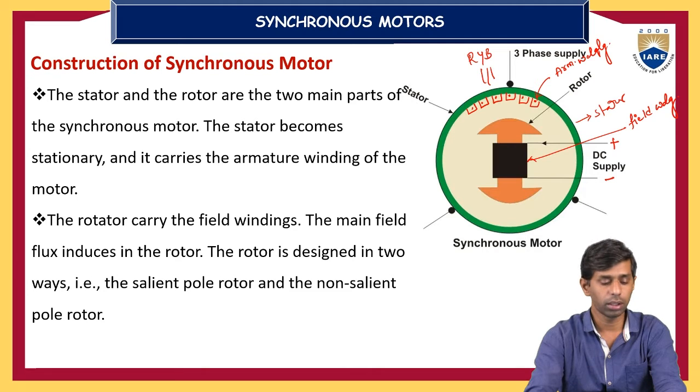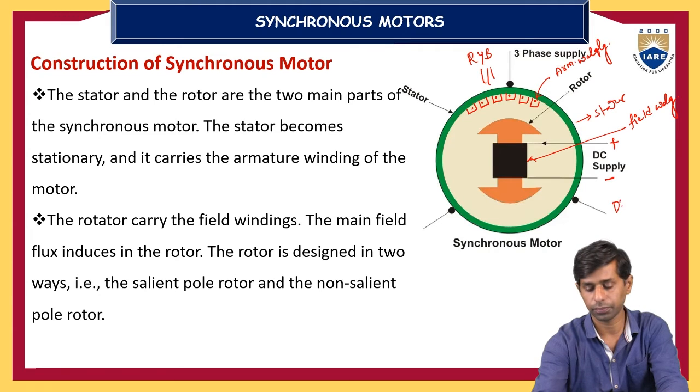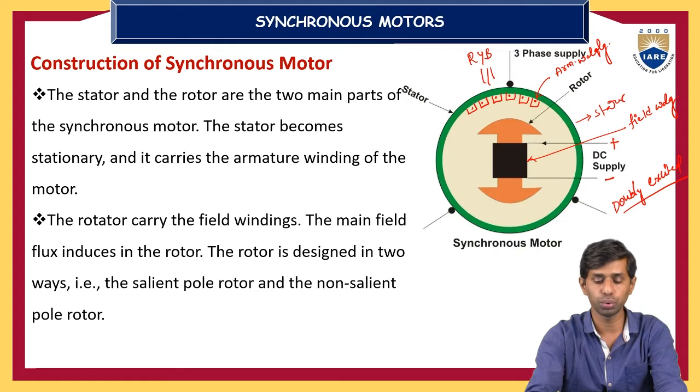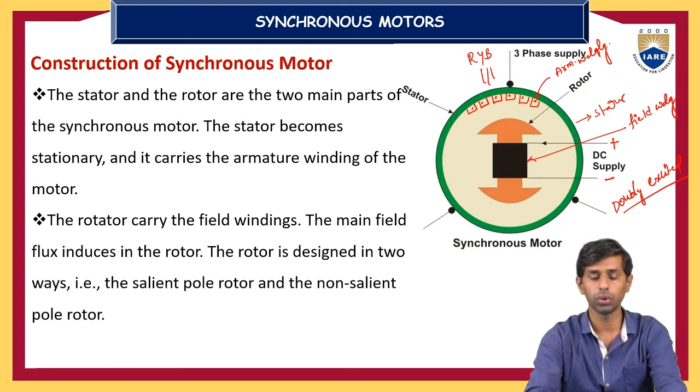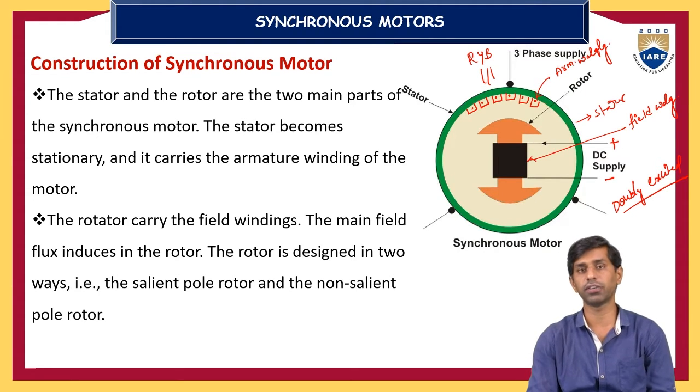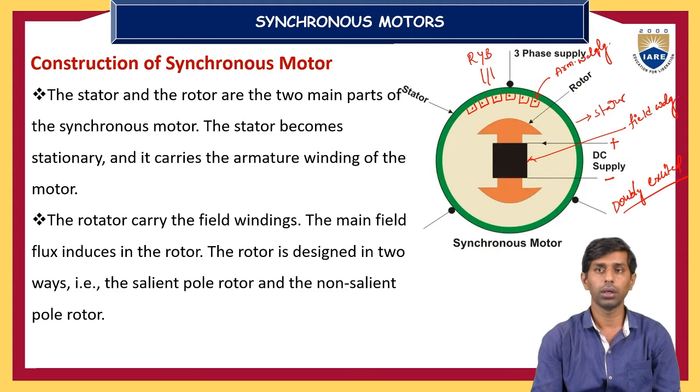You can see that, compared to other kinds of motors such as the induction motor, the synchronous motor is a doubly excited machine. There are two excitations required, two kinds of supplies. One is the three-phase AC supply to the stator, and another supply is required for generating the magnetic field in the synchronous motor, that is by the rotor winding called the field winding, which is excited by a DC supply. So one excitation is for the stator, another excitation is for the rotor. That is why it is called a doubly excited machine.